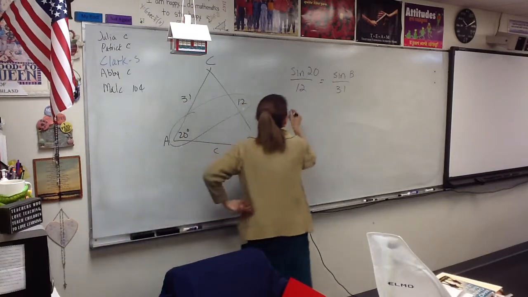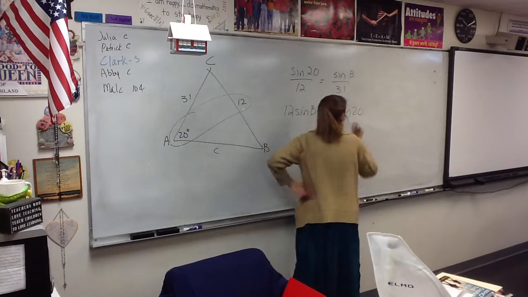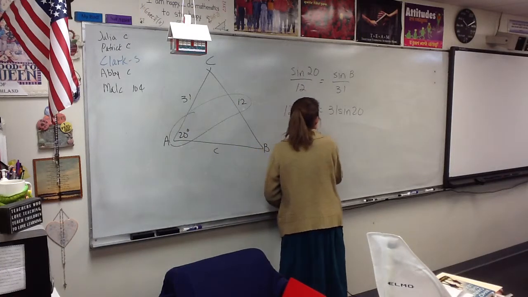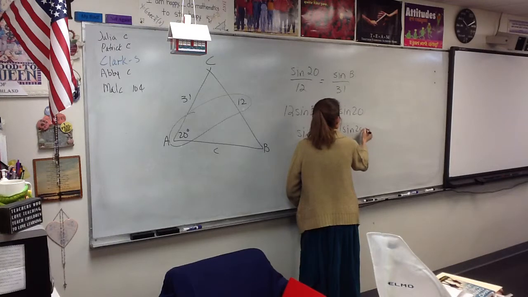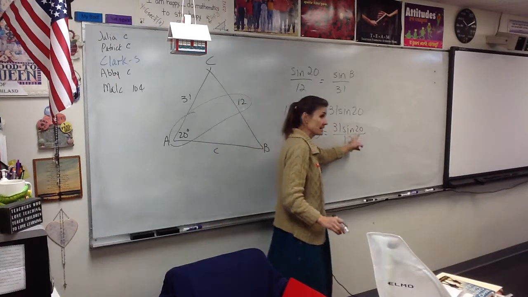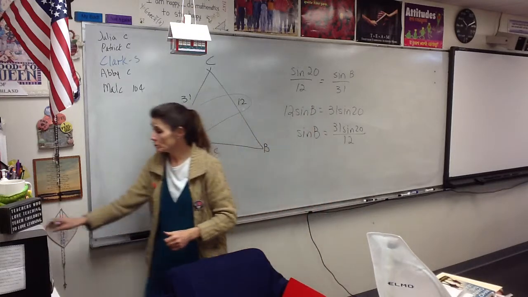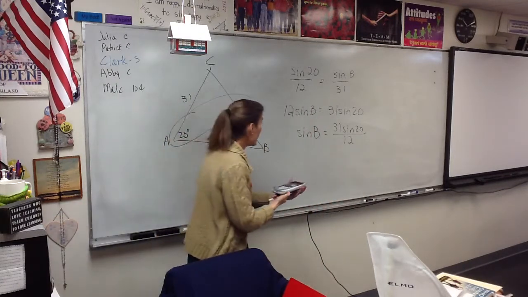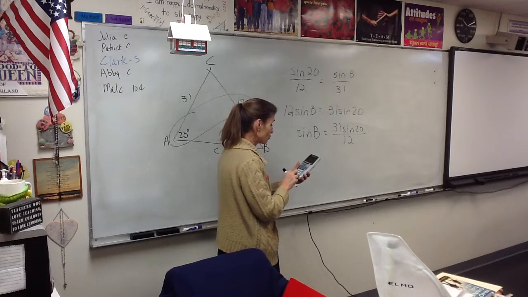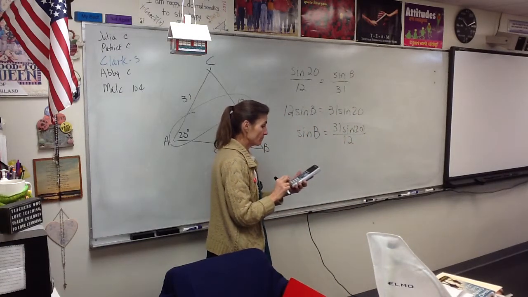So let's cross multiply and divide. Now I think you see how this is a little bit different than yesterday. What am I solving for? I can type this in on my calculator, but I'm looking for an angle, right? So here's what I want you to do. I want you to go ahead and type in 31 sine 20, don't forget to close the parentheses there, divided by 12.